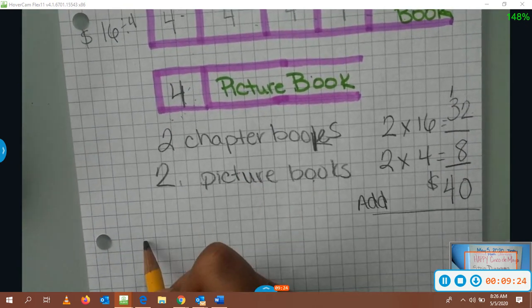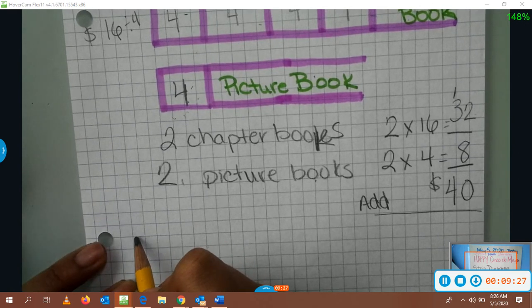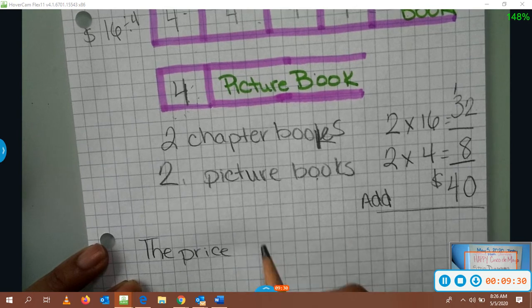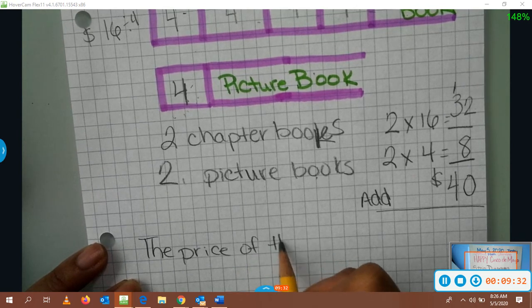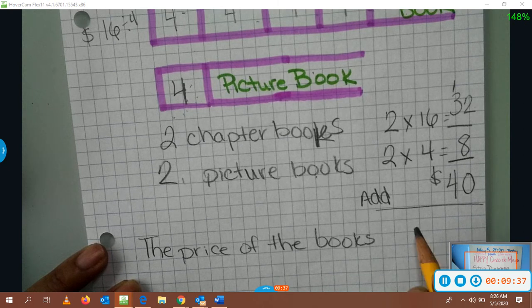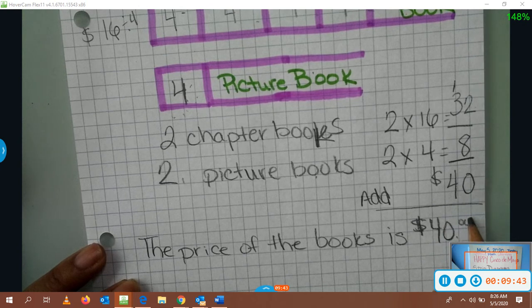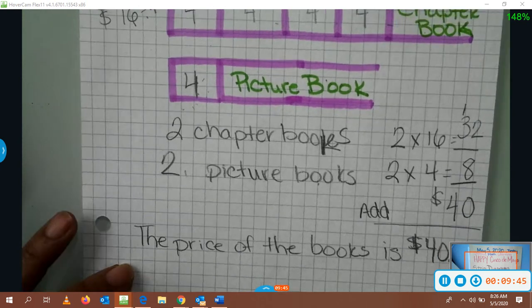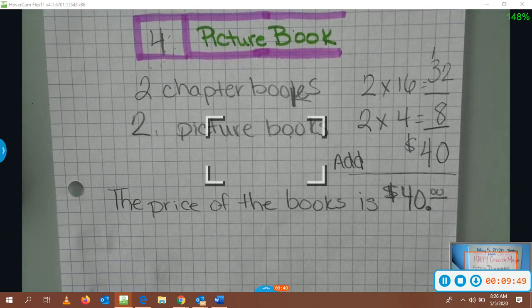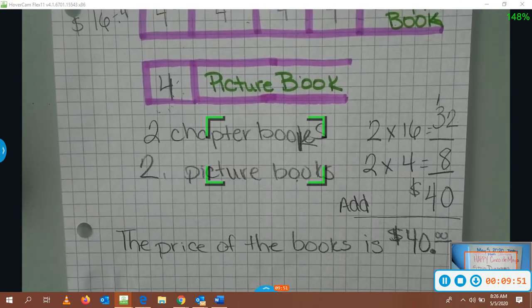So your sentence will be: the price of the books is $40. Okay? So that's just an example of what we're going to be doing today. All right, you ready?